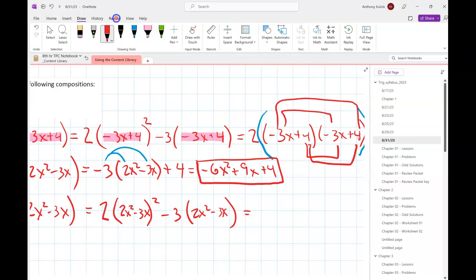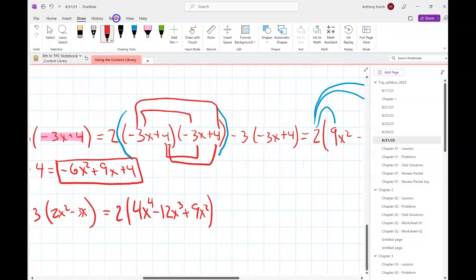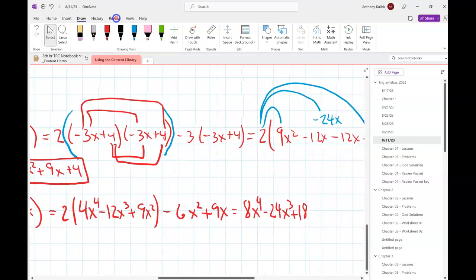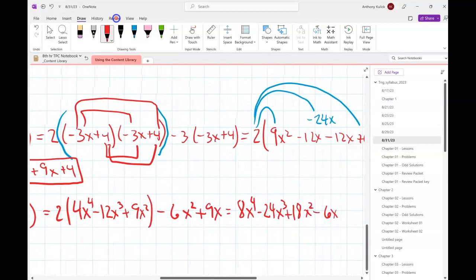So just like before, we have some simplification to do. For the sake of time, I'm going to do the foiling here quickly in my head. So that's going to be 4x to the 4th minus 12x to the 3rd plus 9x squared. And then we'll distribute that negative 3 through. It's minus 6x squared plus 9x. I'll distribute the 2, so I have 8x to the 4th minus 24x cubed plus 18x squared minus 6x squared plus 9x.